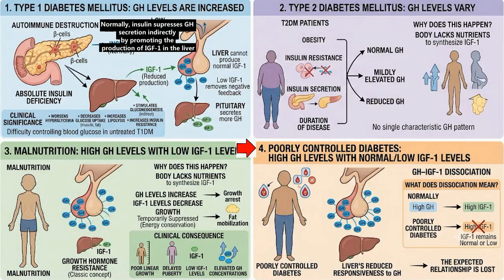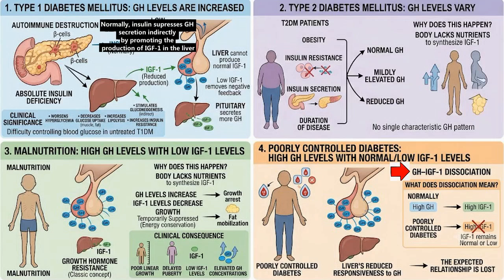4. Poorly controlled diabetes. Here, we find high GH levels with normal or low IGF-1 levels. This situation resembles malnutrition. Poor glycemic control reduces the liver's responsiveness to GH. Consequently, the pituitary secretes more GH. But the liver fails to produce an appropriate amount of IGF-1. This phenomenon is called GH-IGF-1 dissociation.